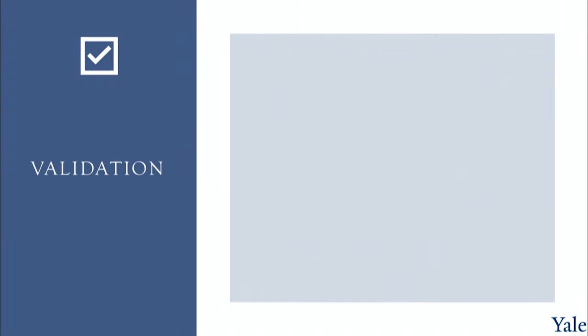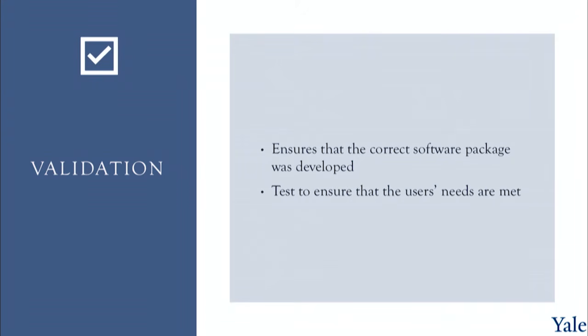And then after verification, we have validation. Validation ensures that the correct software package was developed. It tests to ensure that the user's needs are met. Not that the software was developed correctly, but that the user's needs are met. That's the final outer loop.